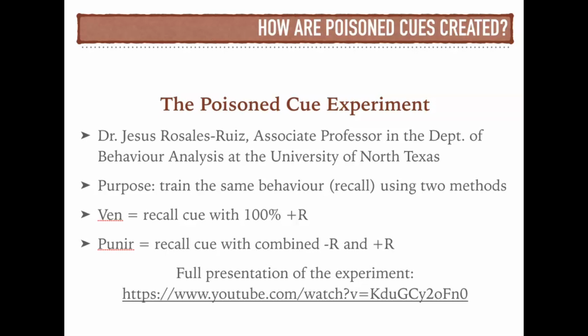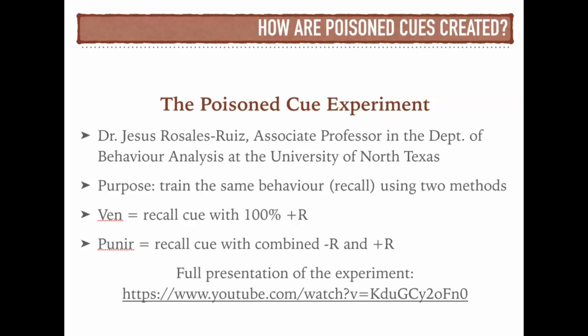So this is what he wanted to compare. What is the impact of doing these pretty common approaches to training where we're combining a negative reinforcer with a positive reinforcer, and what is the outcome of that versus just using 100% positive reinforcement? So the punir cue was the poisoned cue because the dog would get dragged over on a leash and given a cookie.